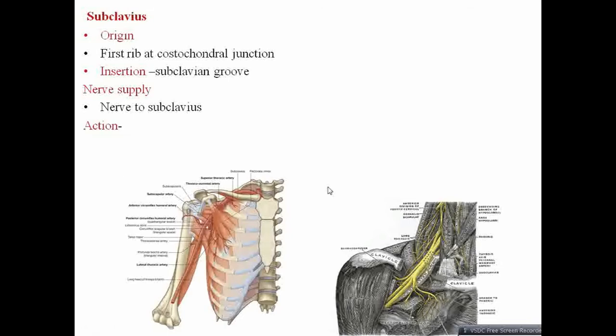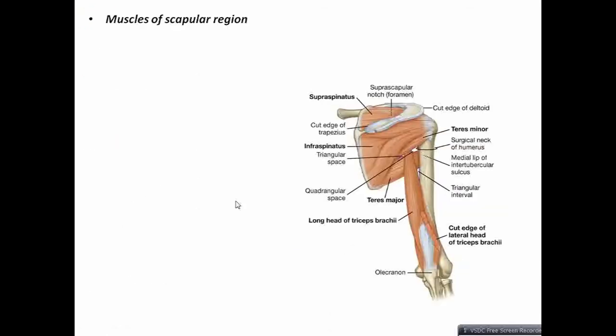Action: steadies the clavicle during movements of the shoulder. While the shoulder is moving, the clavicle has to be steadied, and that is done by subclavius. Now muscles of the scapular region, that is the back of the shoulder region.